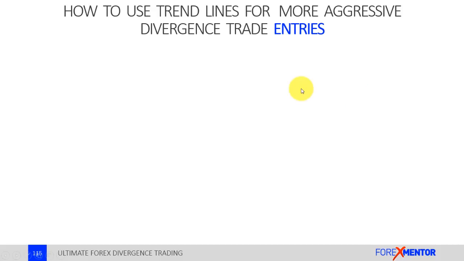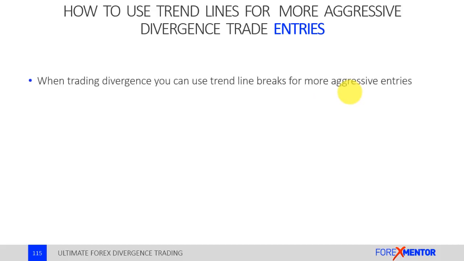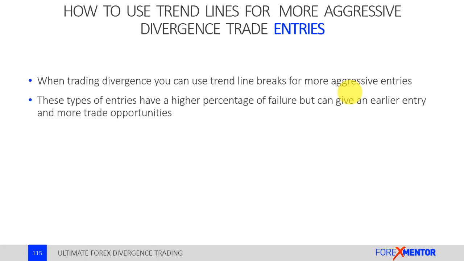Let's talk about how to use trend lines for more aggressive divergence trade entries. Now, when trading divergence, you can use trend line breaks for more aggressive entries. These types of entries have a higher percentage of failure, but can give an early entry and more trade opportunities. Because basically, you're not waiting for a corrective setback, which sometimes does not come. At least not into the range where we look for it to come.